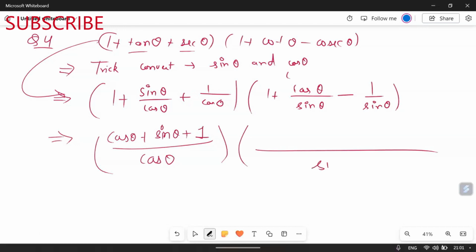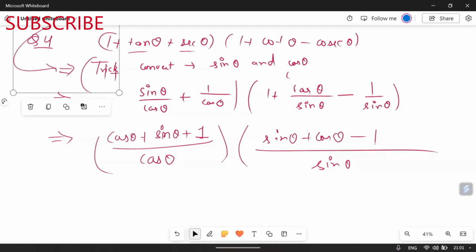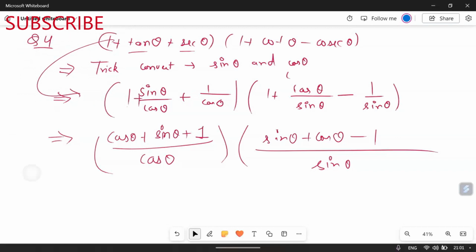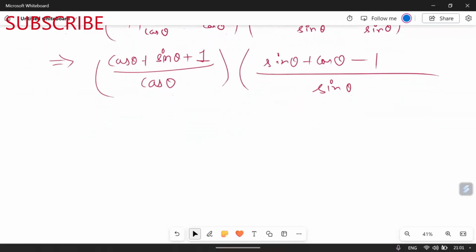Now the same thing here: for sine theta we have to take the LCM. So sine theta plus cos theta minus 1. The next step will be very easy. The next step, what we have to do, so in the next step we are going to use this kind of formula, which is very important for this exercise.